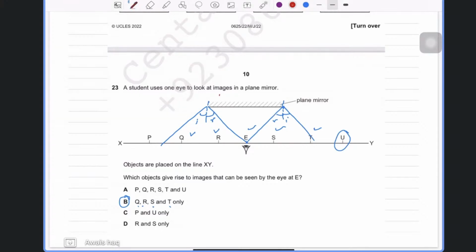So the farthest I can see from the edge of mirror, beyond that, you cannot see. Okay, that's how it works. All right, any questions? Please let me know.